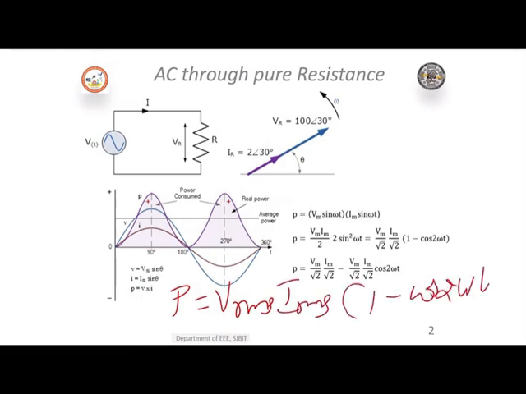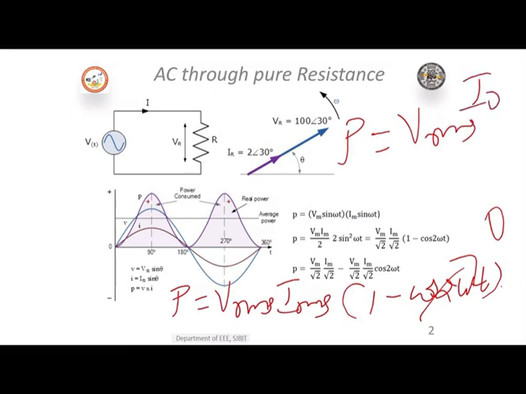As omega t varies from 0 to some value, cos of 0 will be 1, cos of 90 will be 0, cos of 180 will be minus 1, like that it will be fluctuating in nature. One positive cycle we will get, one negative cycle we will get, so the resultant of that will be 0. So we can neglect that term as it is fluctuating in nature. We are going to get the equation as P equals Vrms into Irms. This is the power equation we get for the pure AC circuit.